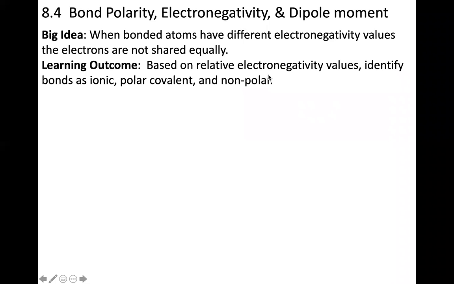Okay, so I'm going to add a new idea for us here. So in 8.4, it brings up this idea of bond polarity, electronegativity, and the dipole moment. This was not in the pre-class video. The big idea here is that when these bonded atoms come together, if they have different what are called electronegativity values, the electrons will not be shared equally. So what do we do with this? What is the learning outcome? We want to know what different electronegativity values are, and we're going to use that to describe bonds as being ionic, polar covalent, or nonpolar.